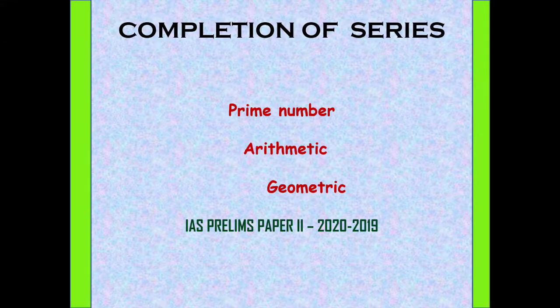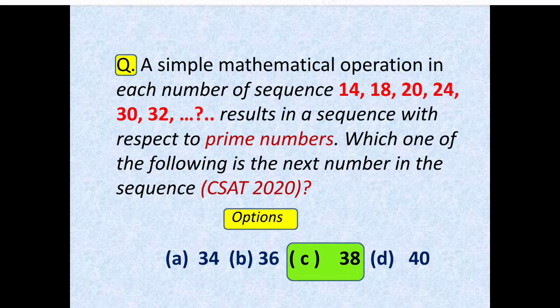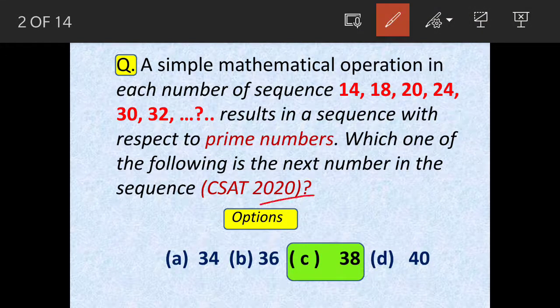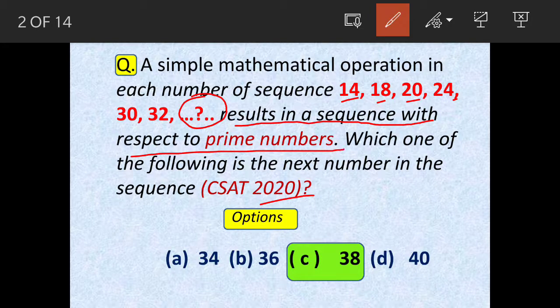Now we'll go to the questions. This question was asked in CSAT 2020. There is a series given, 14, 18, 20, 24 and so on, and there's a blank space. We have to find out the number here. If you read the question carefully, there's a hint given actually. The series results in a sequence with respect to prime numbers. So here it is clearly mentioned that the series is based on prime numbers, and these are the options given. Option C, 38, is the answer.